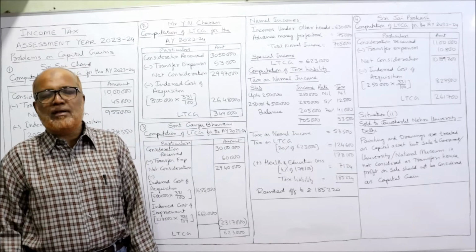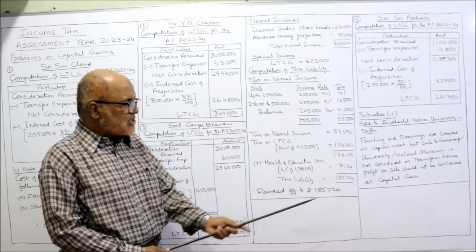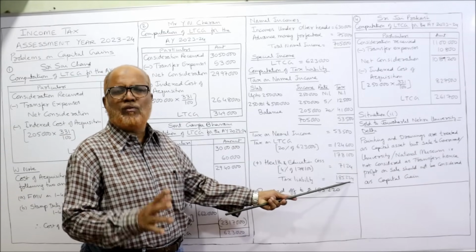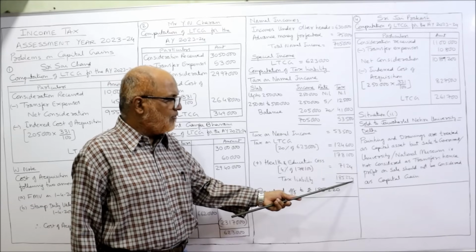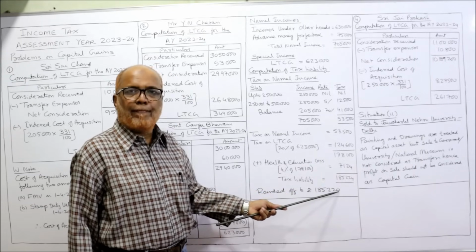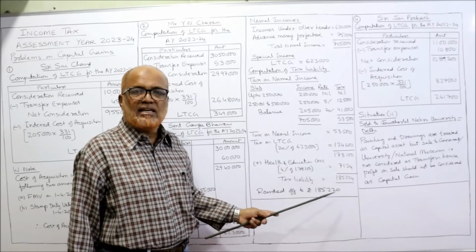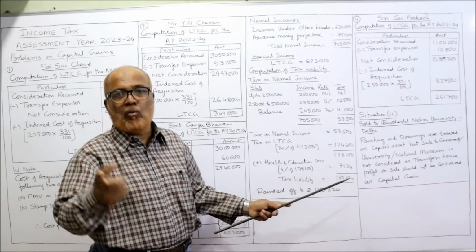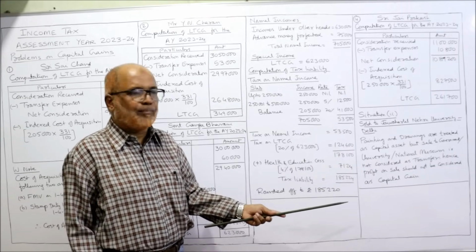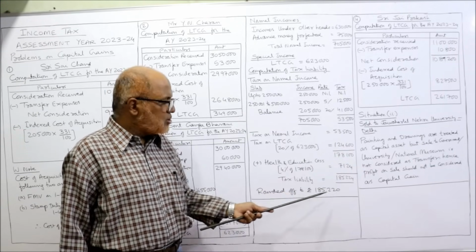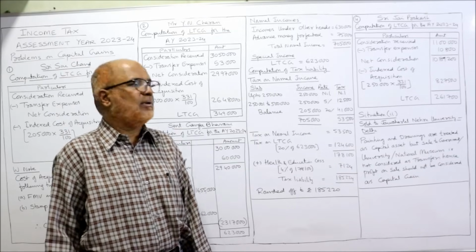But one provision is there: rounded off to the nearest 10 rupees. The last 4 rupees are there. Just ignore 4 rupees and make it 220. If it is 5 rupees, we would have taken it as 230, the next 10. That means after 20, the next 10 is 30, if it is 5 and more. But if it is less than 5, ignore the fraction. So here 4 rupees ignore. So 1,85,220, that is the tax liability.